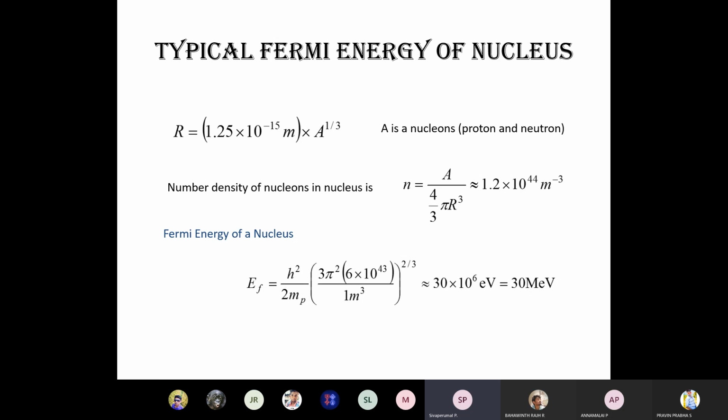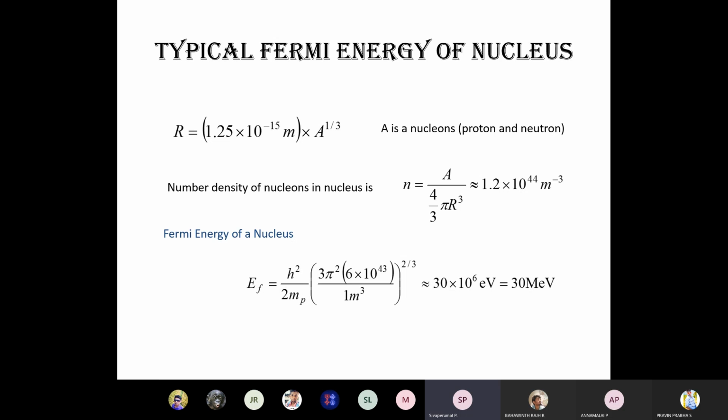So the number density of the nucleons in the nucleus is n, a small n, nothing else but the number density of the nucleons in the nucleus. Using these conditions, we get A divided by 4 by 3 pi r power 3. So approximately the number density of the nucleons in the nucleus is 1.2 into 10 power of 44 per meter cube. The per meter cube we have to replace with m power of -3.